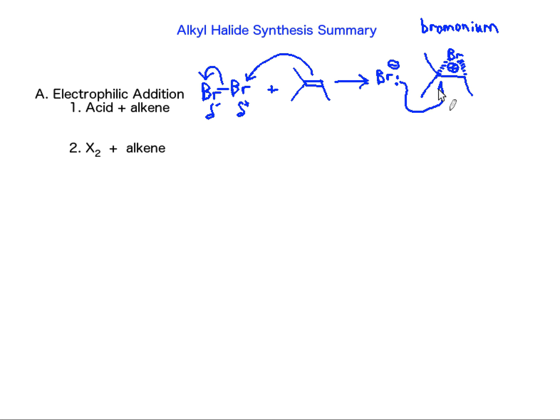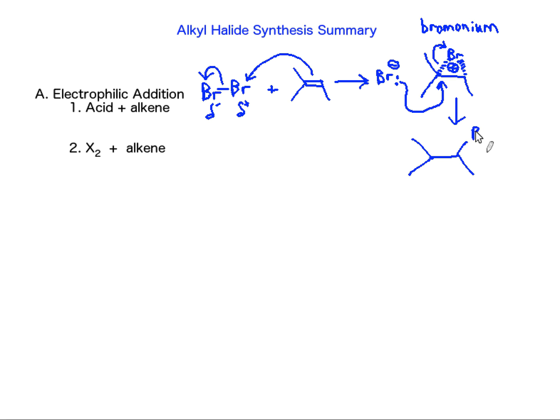Here I'll have it attack the more highly substituted carbon because the positive charge is going to spend a little more time on that more highly substituted carbon because we know tertiary carbocations are more stable than secondary. Now, if we form a new bond between this bromine and this carbon, this partial bond will break and it will result in the formation of our dihalide.